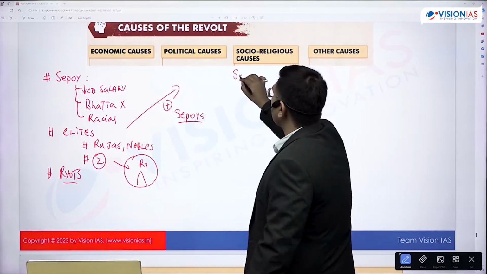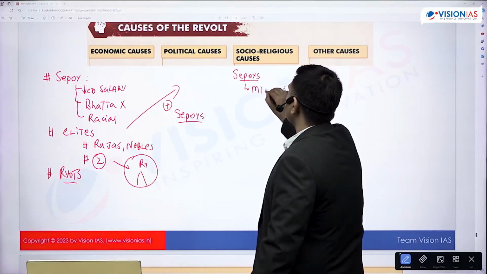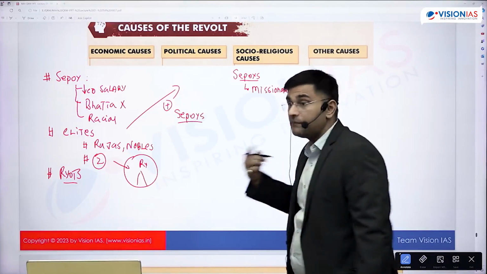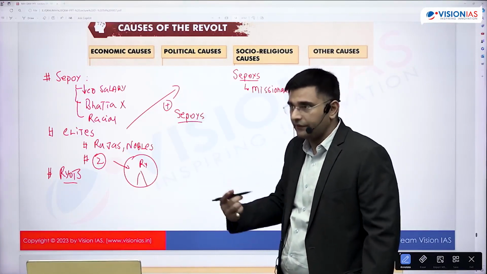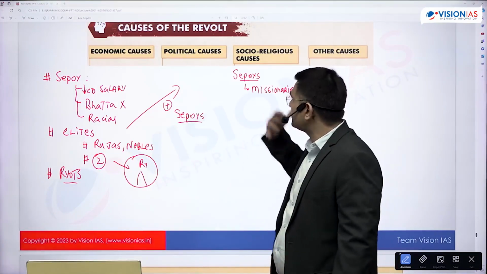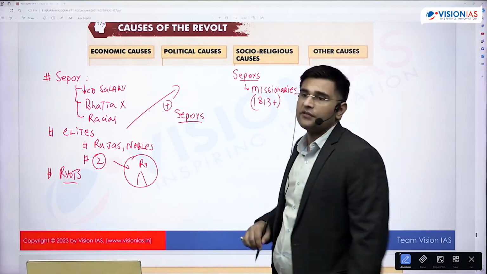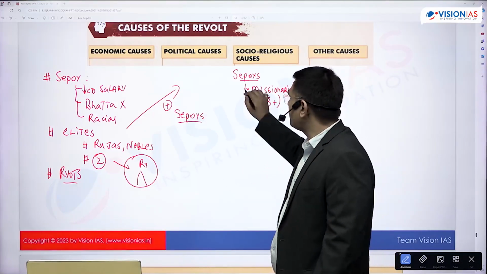Socio-religious causes, again, if we talk about the sepoys, Christian missionaries were present in the barracks. Barracks are the places where the sepoys live, right? Since 1813 onwards, the Christian Missionaries Charter Act of 1813 opened the grounds, right? So Christian missionaries are present in the barracks.